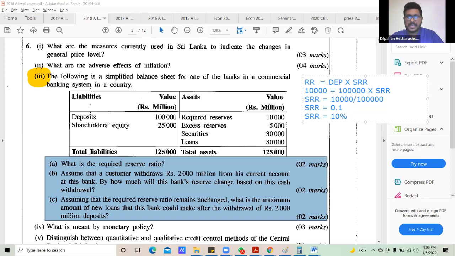Right? So what's the answer for A? SRR 10%. So what's the equation? RR equals deposits into SRR. That's how we get the answer. Okay, clear? Done.